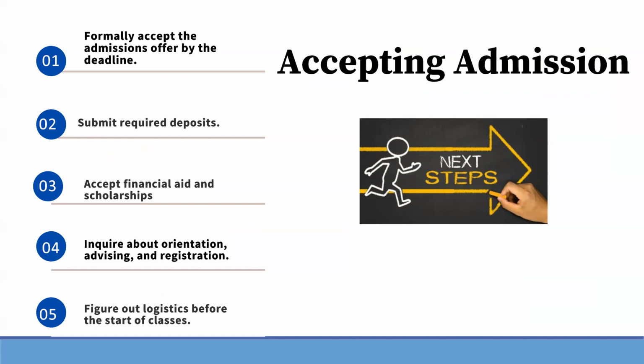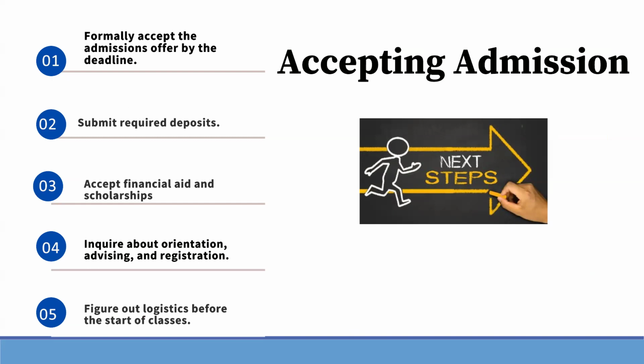You need to accept any financial aid and scholarship information or begin a loan path. You need to inquire about orientation, advising, and registration. So you should be getting all of that information through your student portal at the university or via email. And you want to make sure that you're getting all of that information. I know that can be tricky depending on the time of year. You have a lot on your mind. It's close to midterms or close to finals, but you want to make sure that you're following through.